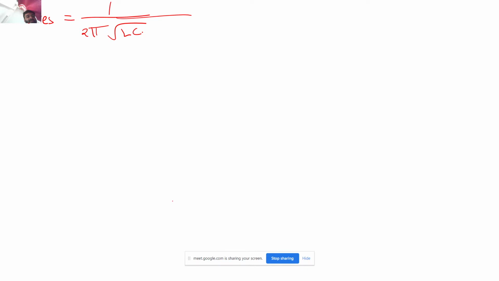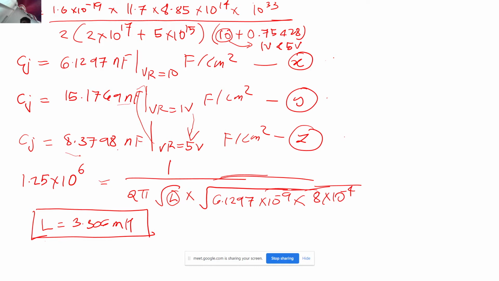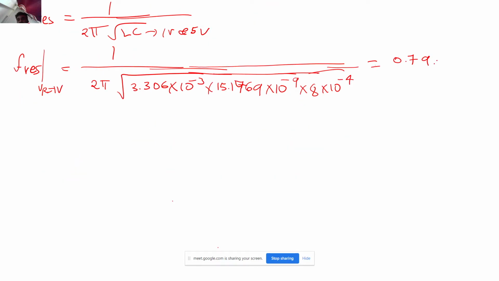1 upon 2 pi root of 3.306 into 10 to the power minus 3. And what was the value of C at 1 volt? The C value was 15.1769. Correct? So into 15.1769 into 10 to the power minus 9, because it was in nanofarads, and I also have to multiply it with the area. Correct? So it was 8 into 10 to the power minus 4. Correct? So now if you just solve this, then the F resonance will come out to be 0.79439 megahertz. Correct? So this was the case.